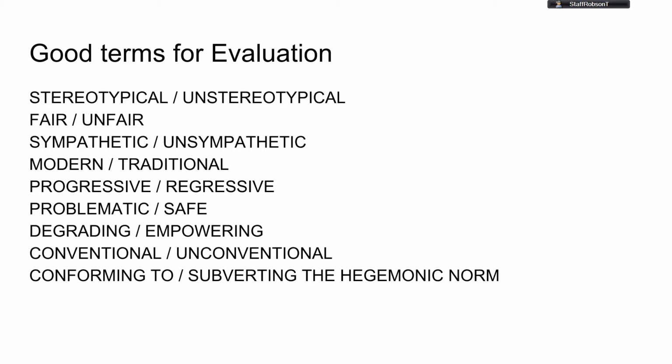to decide, for example, whether something is conventional as in normal or unconventional as in different, or another thing that can be a very useful evaluation is whether something is progressive or regressive. Progressive means forward thinking, means modern, whereas regressive means backward thinking and old-fashioned.